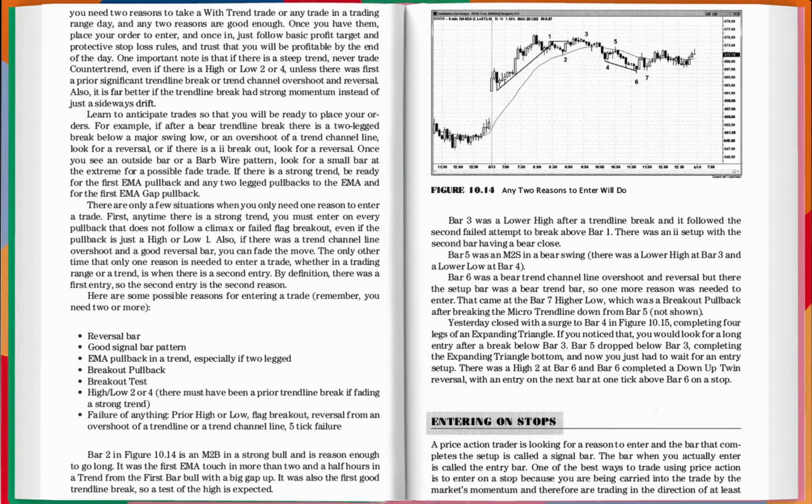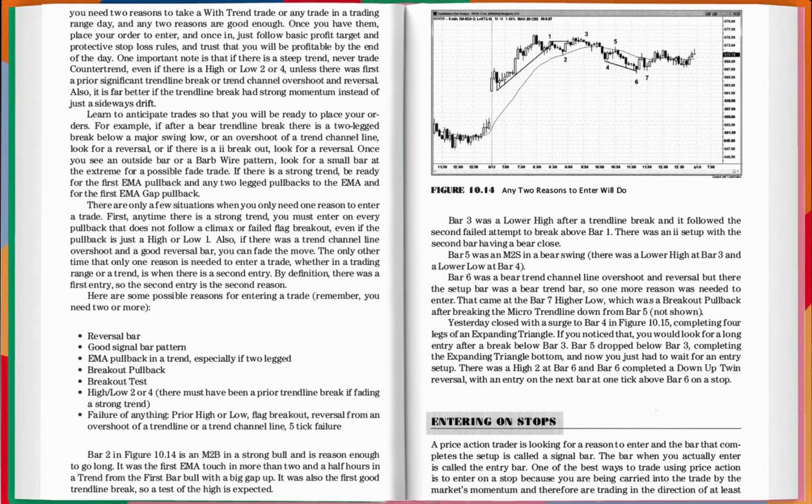Bar 5 was an M2S in a bear swing. There was a lower high at bar 3 and a lower low at bar 4. Bar 6 was a bear trend channel line overshoot and reversal, but there the setup bar was a bear trend bar, so 1 more reason was needed to enter.